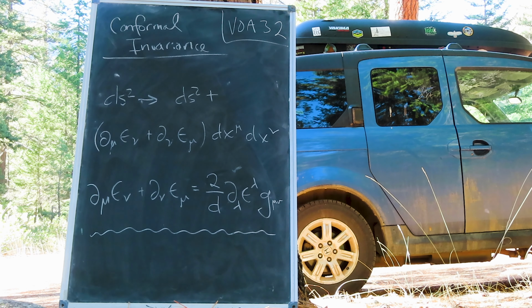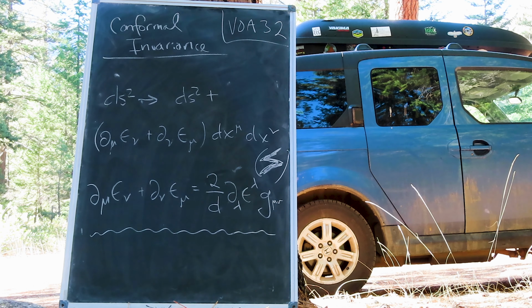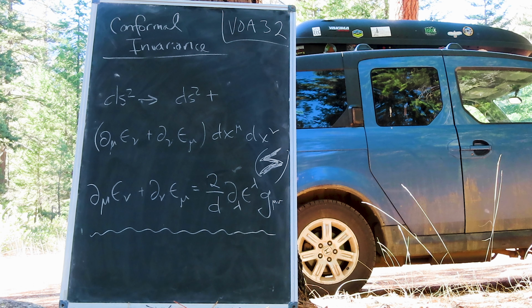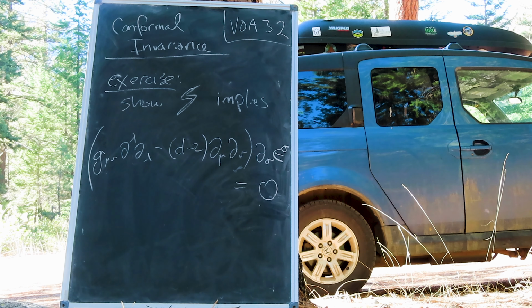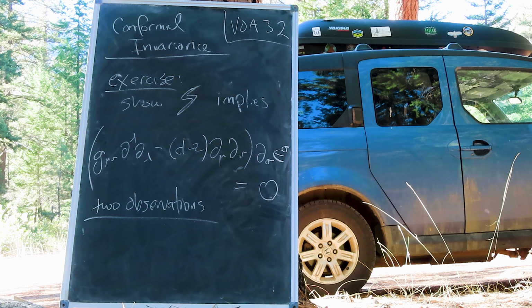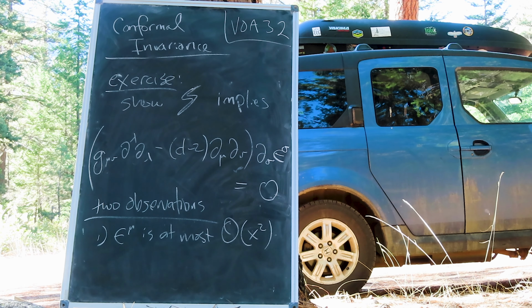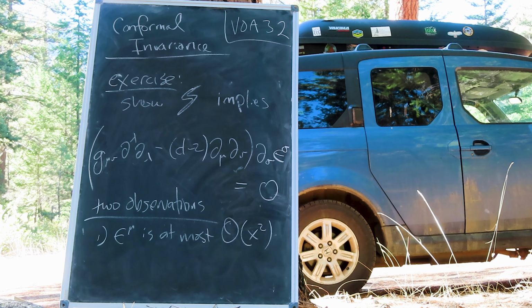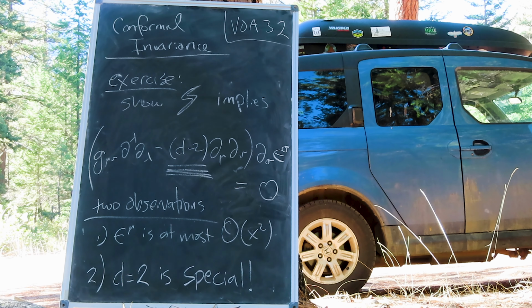This, in turn, provides an equation for epsilon, an equation worth referencing later, so we'll name it here with a lightning bolt. Also, here d is the total number of dimensions of our base space. As an exercise, you may show that this lightning bolt equation implies a 3rd-order differential equation for epsilon, from which we derive 2 observations. First, a generic solution, epsilon, is at most of order x squared. Second, something special happens when the number of spacetime dimensions is 2.